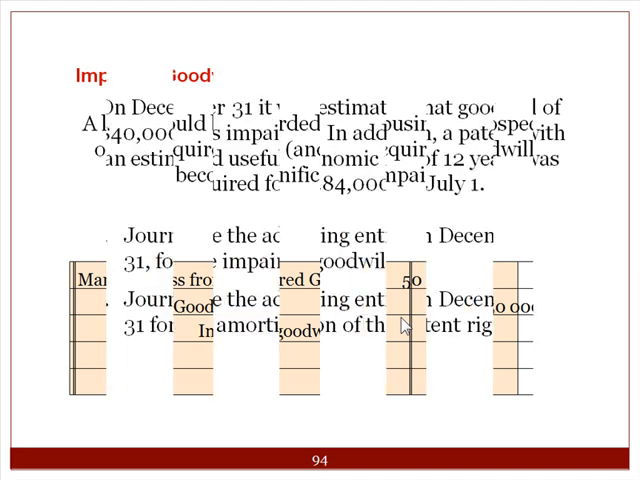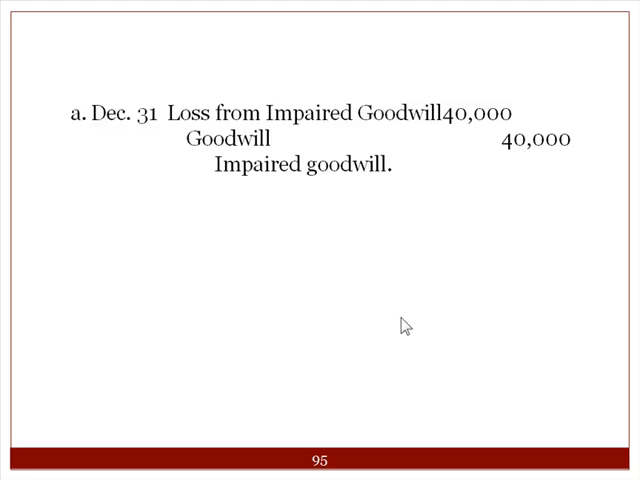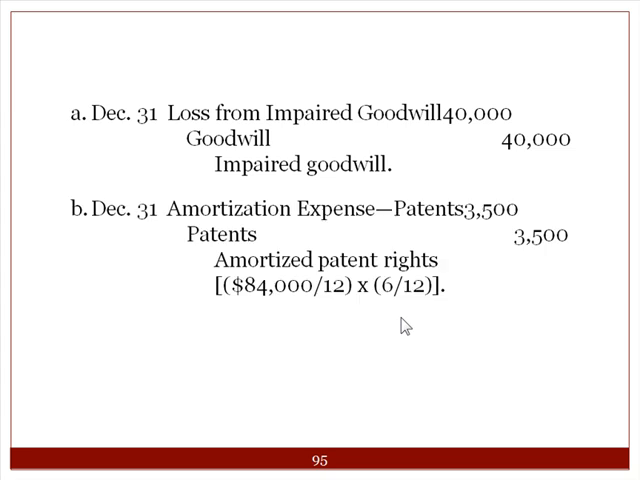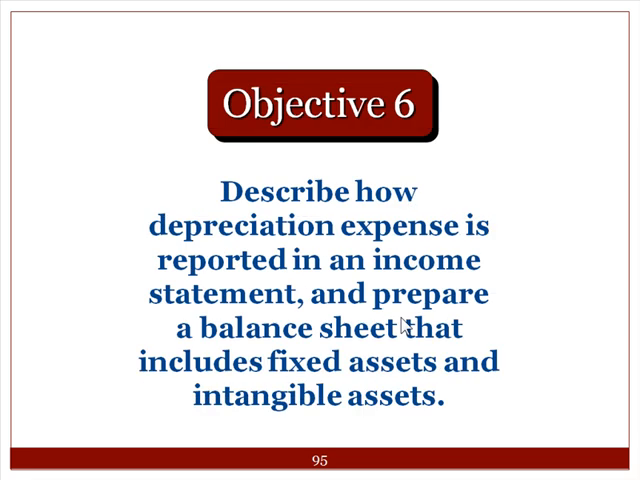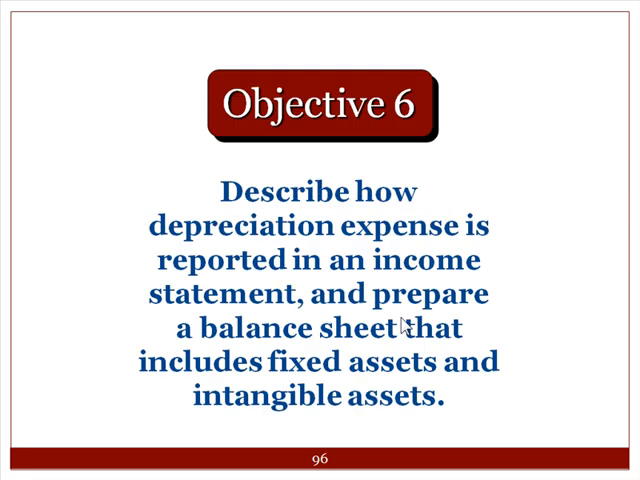You don't amortize goodwill. So here's another example where we want you to journalize the adjusting entry. So you're going to have your loss from your goodwill and your goodwill because it's impaired. And then you have your amortization expense of your patent. So notice the difference. You don't amortize goodwill. You just have loss from goodwill as it's impaired.